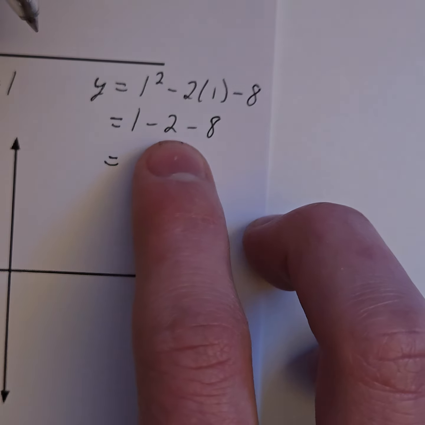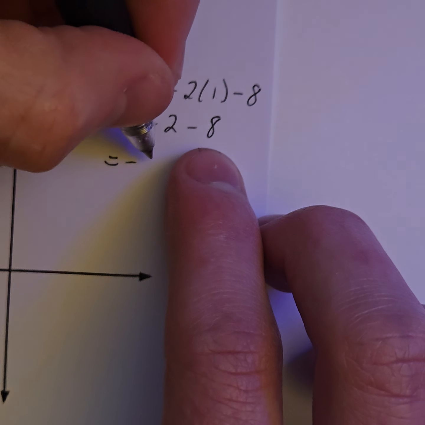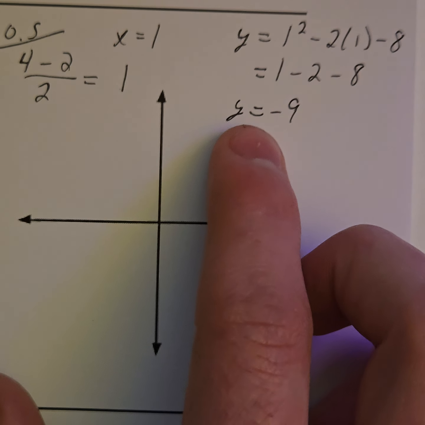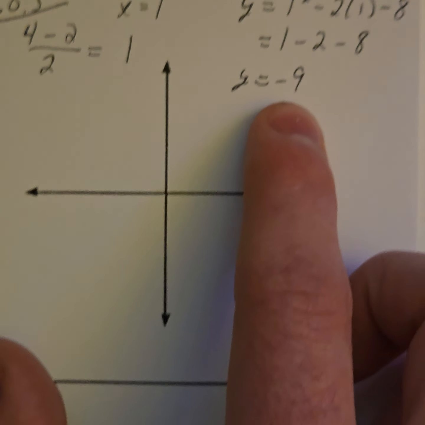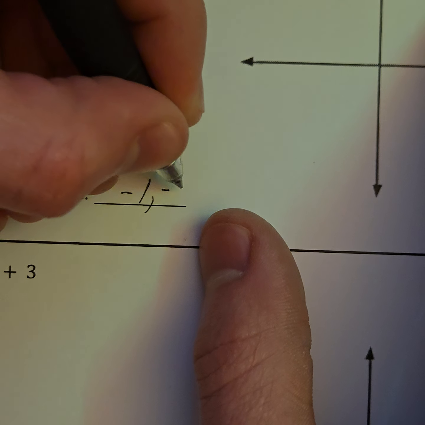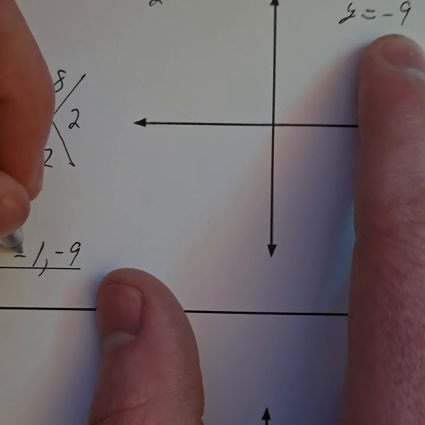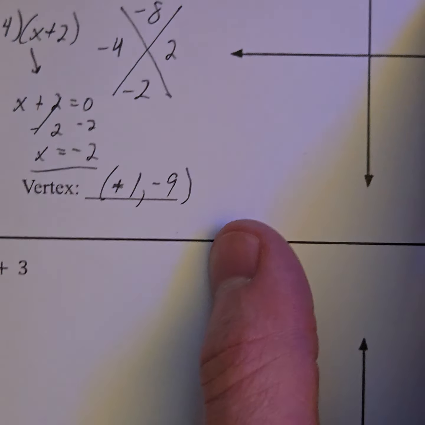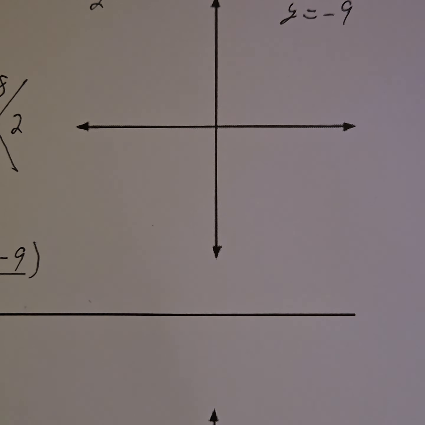1 minus 2 is negative 1. Negative 1 minus 8 is negative 9. So that means my vertex is going to be at 1, negative 9. So let's put that in our vertex spot here. Sorry, positive 1. Should be a positive 1 there. So positive 1 and negative 9 is where our vertex is.